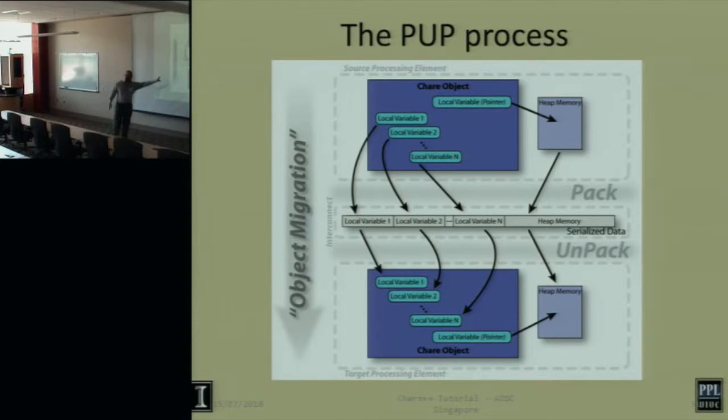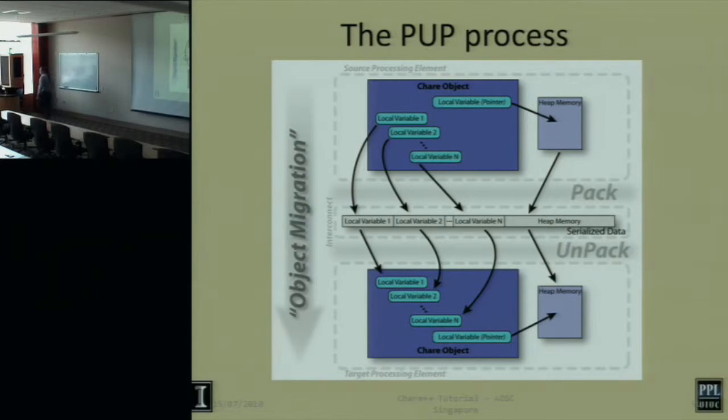For more complicated uses of heap memory, you are going to have to do something in your code, which we'll see in a moment. You'll have an if conditional inside of your pup method. So if unpacking, for example, you will allocate the heap space that you need, and then you will populate that in a way specific to your use of that heap. So if you're moving a tree, you'd lay the tree out.